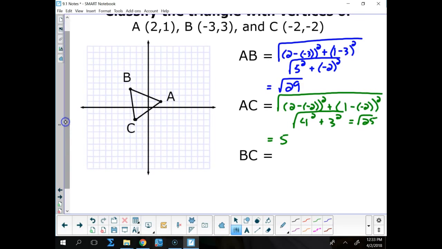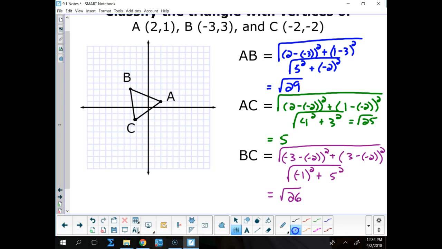BC. So we'll go purple. That's negative 3 minus negative 2 and 3 minus negative 2. That's 1, right? Actually, it's negative 1, but who's counting? And that's 5. So that gives me the square root of 26. Agreed?